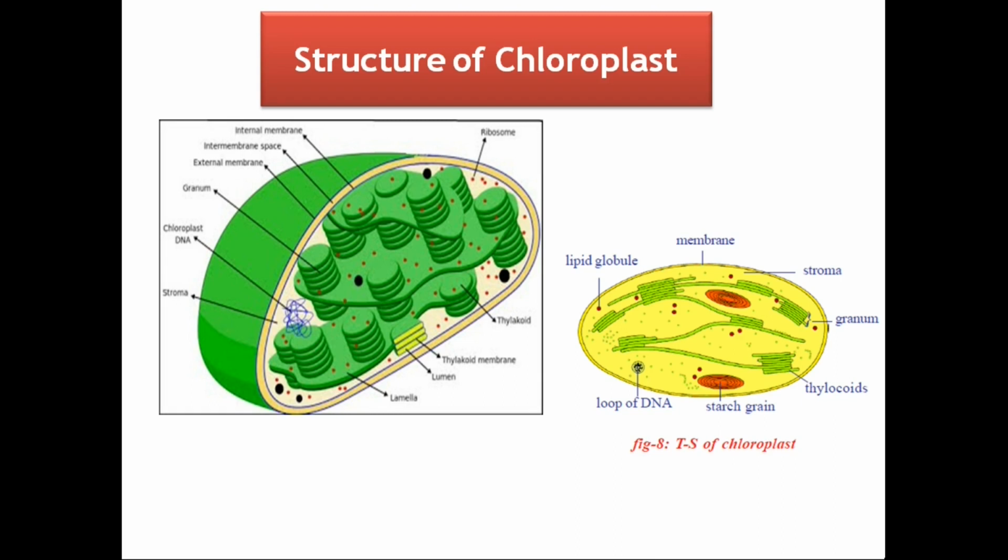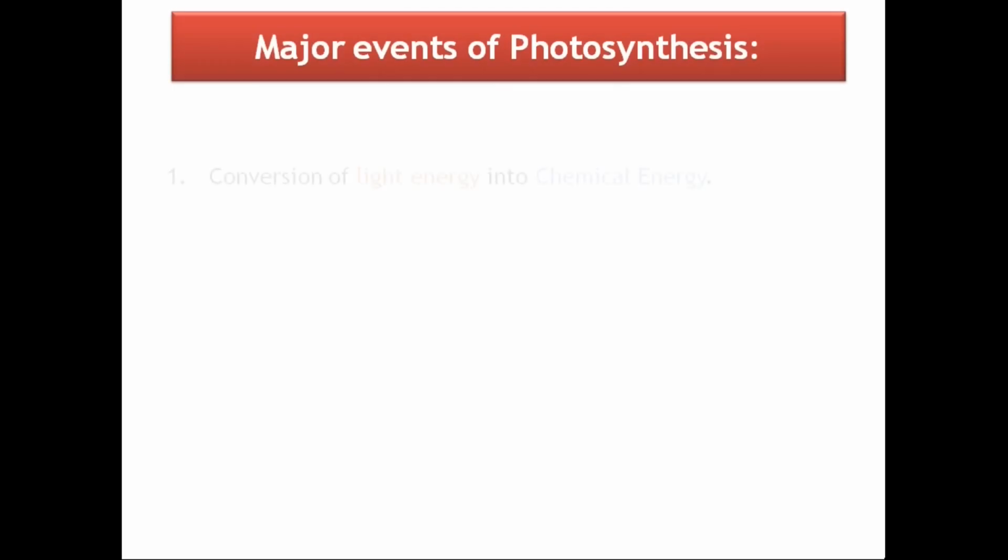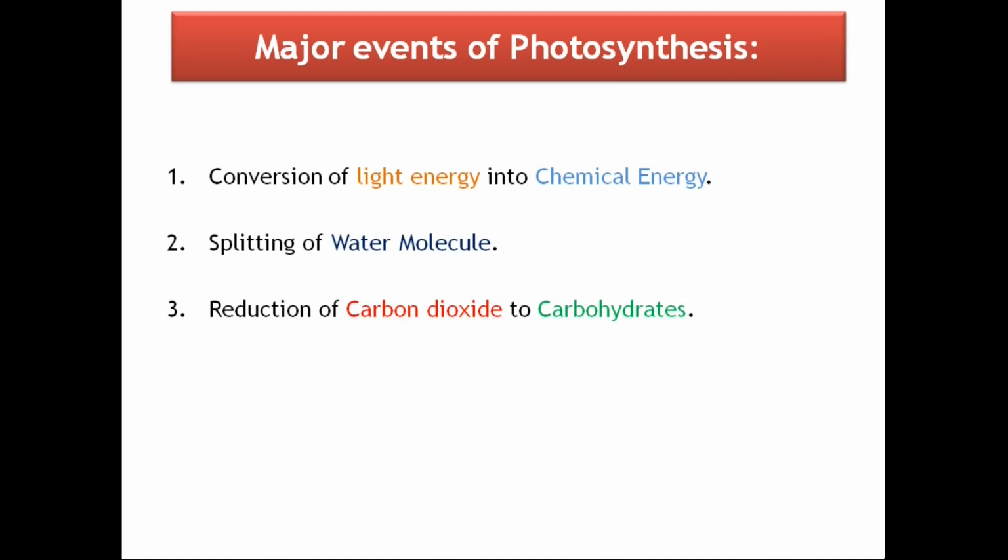During photosynthesis, several events occur in the chloroplast. The major events are conversion of light energy to chemical energy, splitting of water molecule, and reduction of carbon dioxide to carbohydrate.